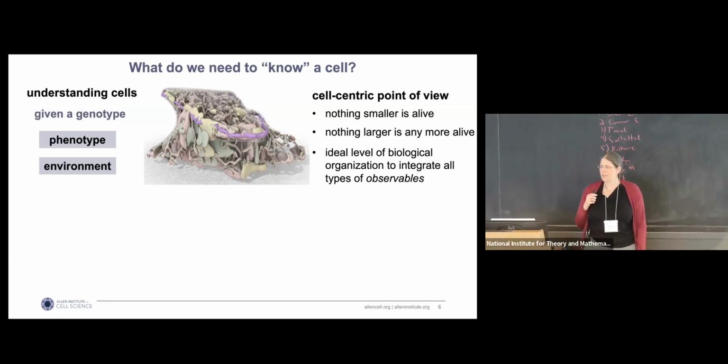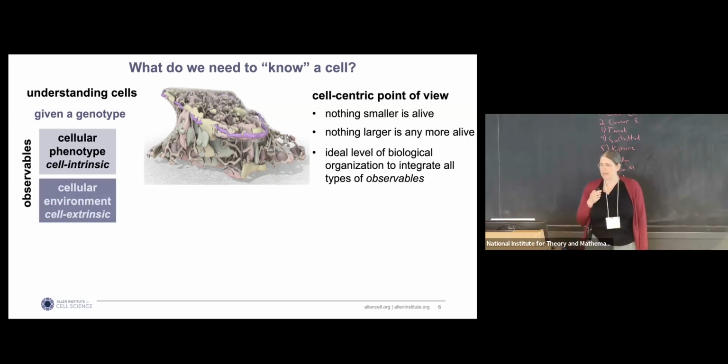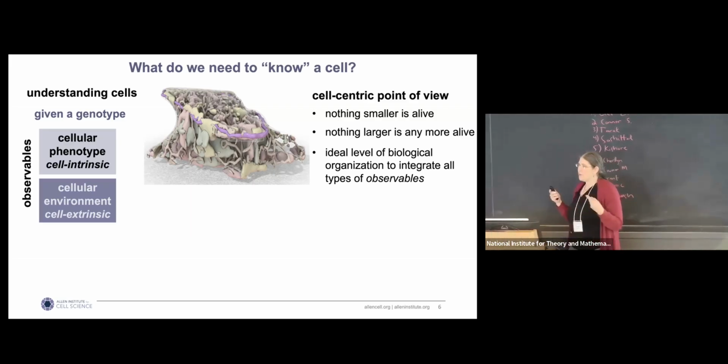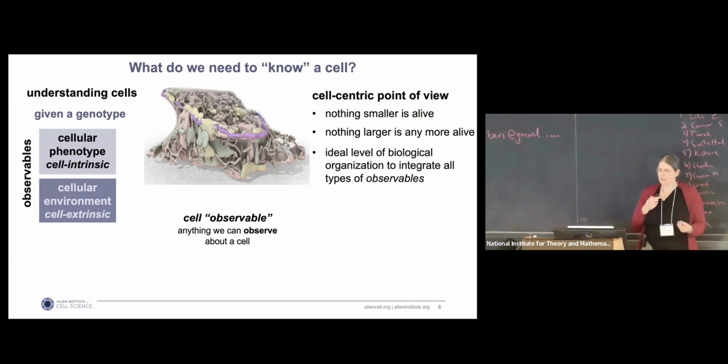Let's assume that we consider all of the cells in one particular organism, say a human, and we're going to therefore fix the genotype and focus on just the phenotype and the environment. And for this talk, I'm going to redefine now from the cellular perspective, the cellular phenotype, which are all of the observables that we can see and measure that are intrinsic to the cell, and the environment is everything that is then extrinsic to the cell.